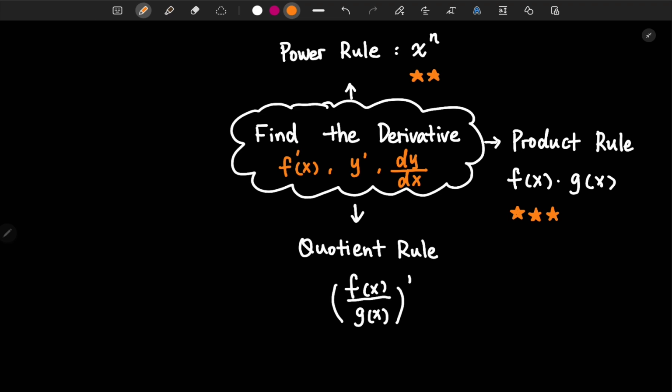So here we're just trying to get you familiar with the name of the rule. And for this rule, it's also pretty straightforward to use, like the product rule. It can be a little bit long, but it's not going to be too difficult. So we'll give it a 3 star for this rule. And the last rule we'll learn is called the chain rule.